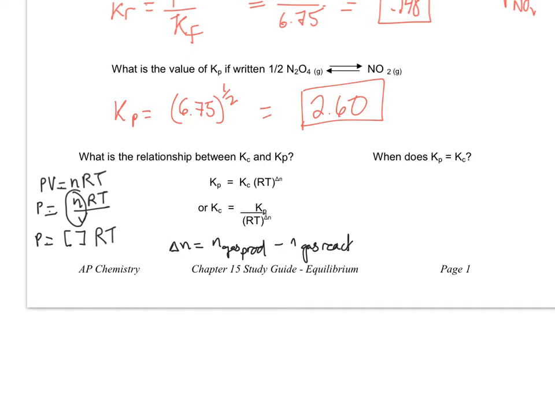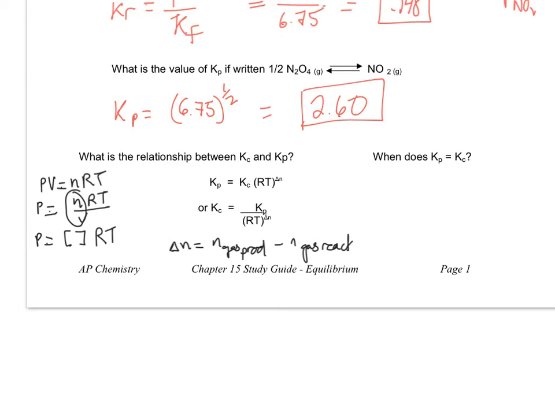So you can memorize this one. I think one of them is in your green sheet, so you can check which one is there and just go with that one. And again, delta N here, or here, is the number of gas particles in the products minus the number of gas particles in the reactants.